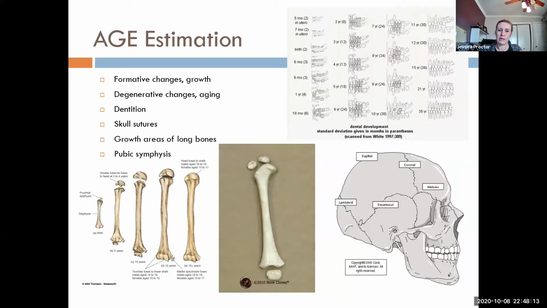Other ways that you can do age determination if you're looking at a human that's past adolescence. Formative changes, those are changes that we go through as we're growing during our developmental stages. And degenerative changes, those are changes that we go through as we're aging, going through the senescence process. That's the aging process. Dentition, so looking at what we call eruption rates, we can determine if we're looking at an infant, toddler, or juvenile, and determine the age within a range.